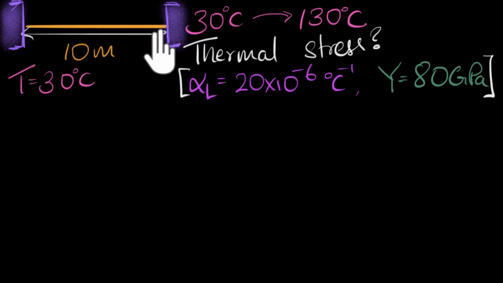We have a wire of length 10 meters, which is clamped between two walls, and its temperature right now is 30 degrees Celsius. We increase the temperature from 30 to 130, and the question is, in doing so, what's the thermal stress generated inside the wire? We've been given the linear expansion coefficient and the Young's modulus.